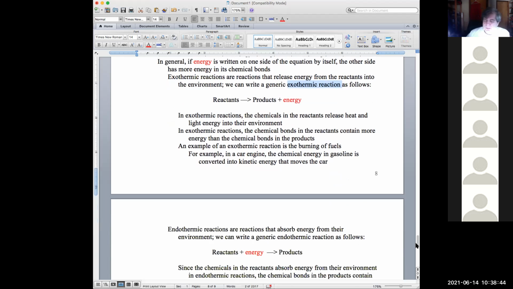Now, if you think about this, it's pretty obvious that there's another type of reaction. There's a reaction where the reactants absorb energy from their environment. So the products have more energy in their chemical bonds. One of the metabolic processes that we'll talk about this semester, where there's more energy in the chemical bonds of the products, is a process that you might have heard of called photosynthesis. In photosynthesis, plants capture solar energy, and they use that solar energy to make chemical bonds, to store energy in chemical bonds.